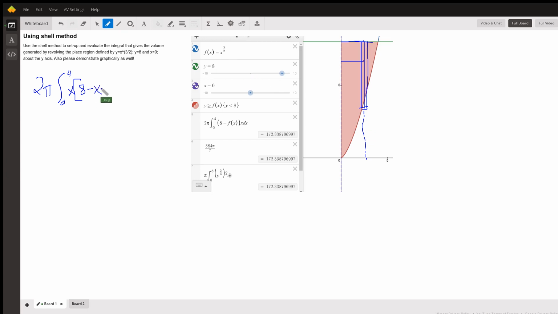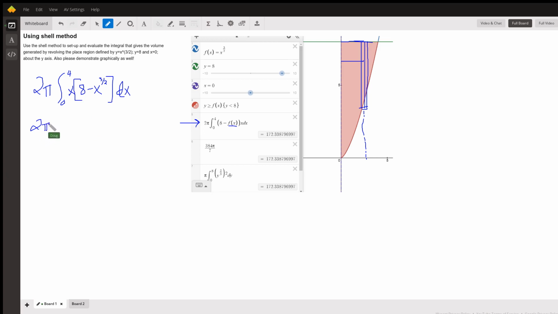So here's what we have. And that's what I'm showing right here. Okay, f of x is x to the 3/2. And of course, we've got dx, which kind of represents the thickness of each of these shells. So you have to evaluate this using your standard integration formulas.